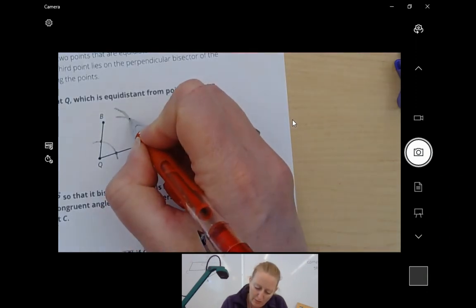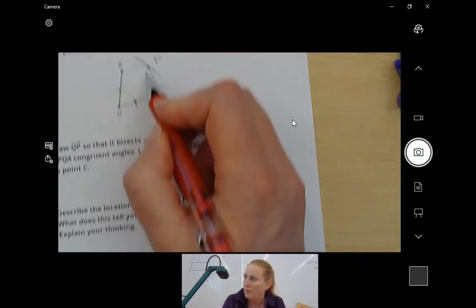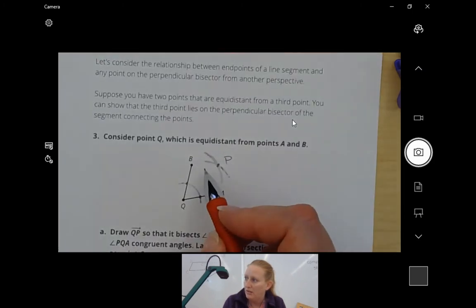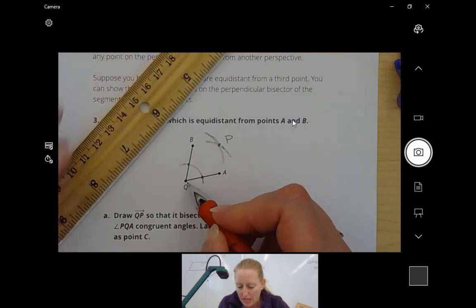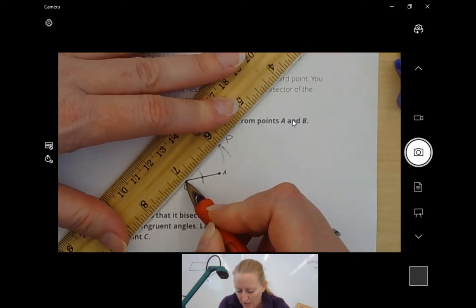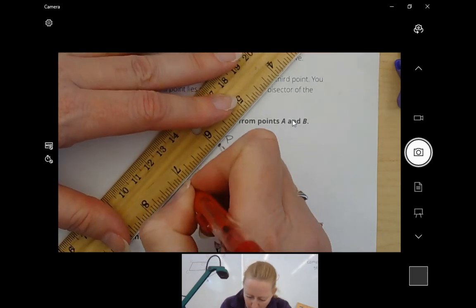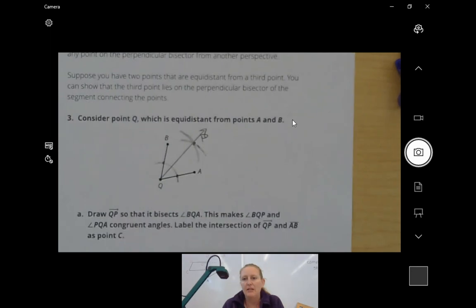I'm going to call this point P. It said to draw QP, so I'm going to use my straight edge and draw the line from Q through P. Woo, there it goes. And you bisected the angle.